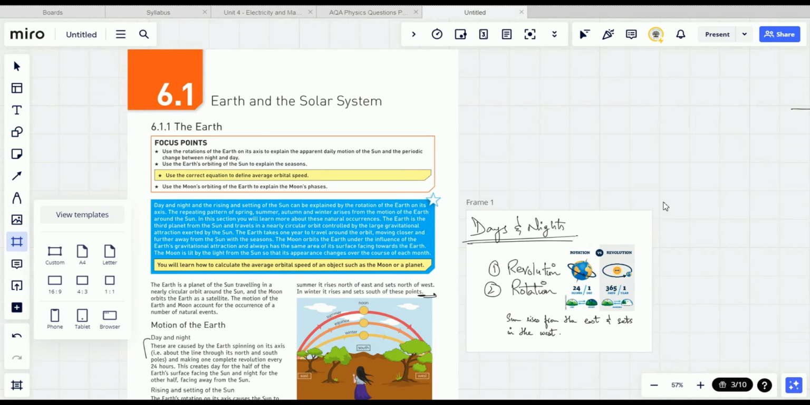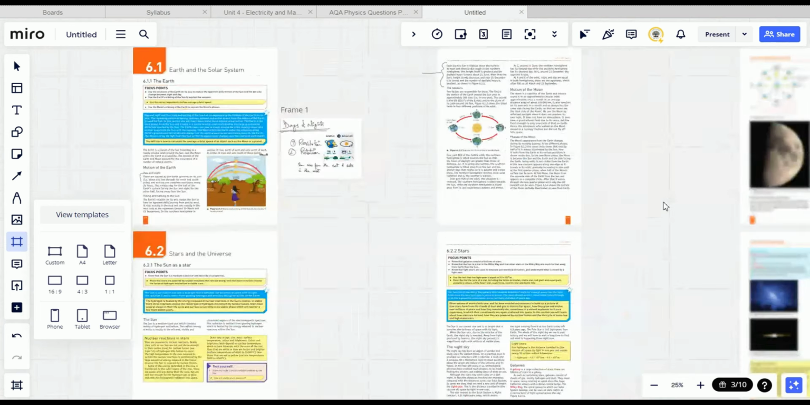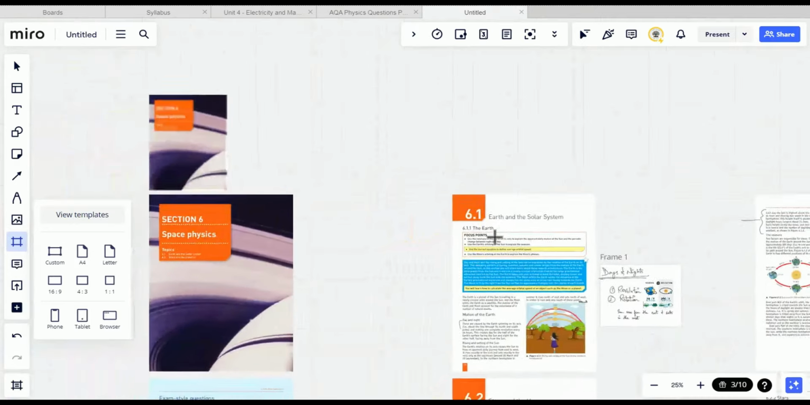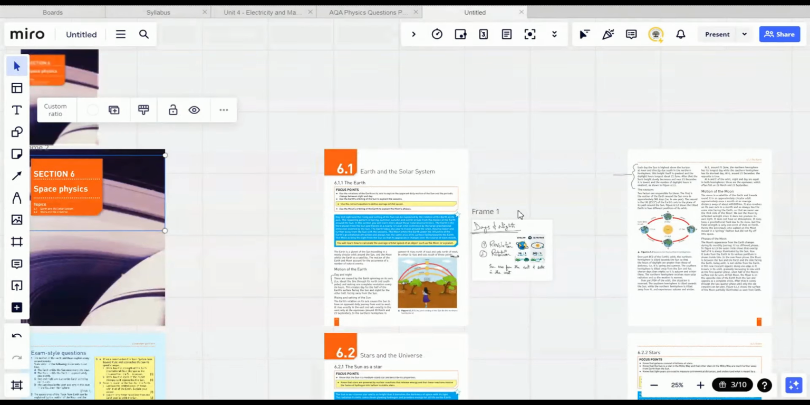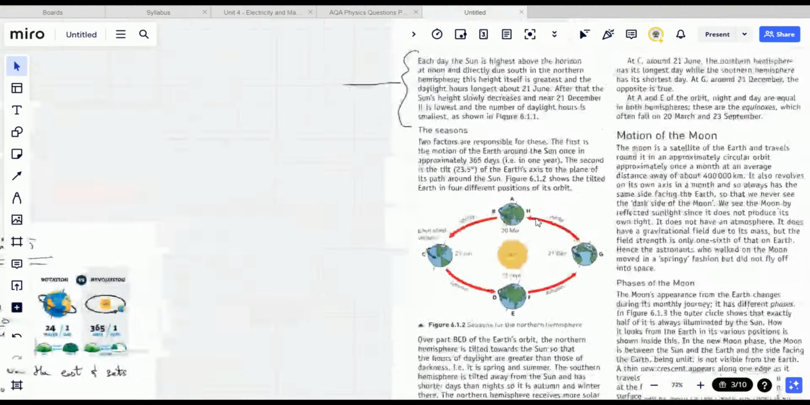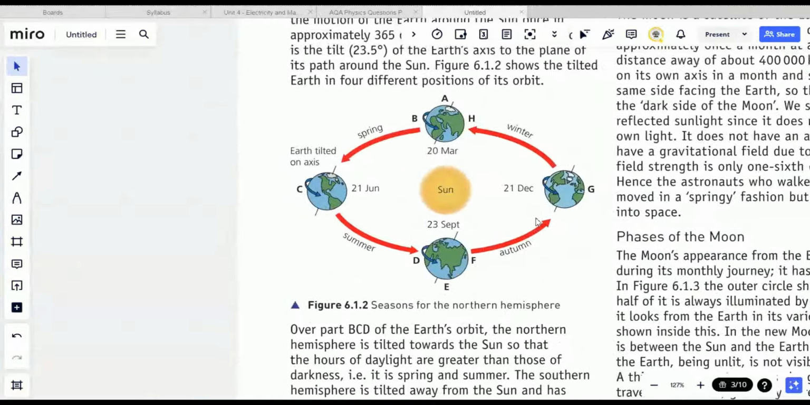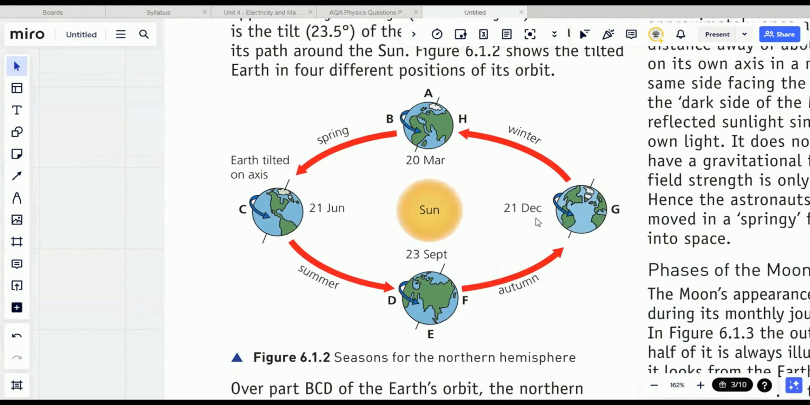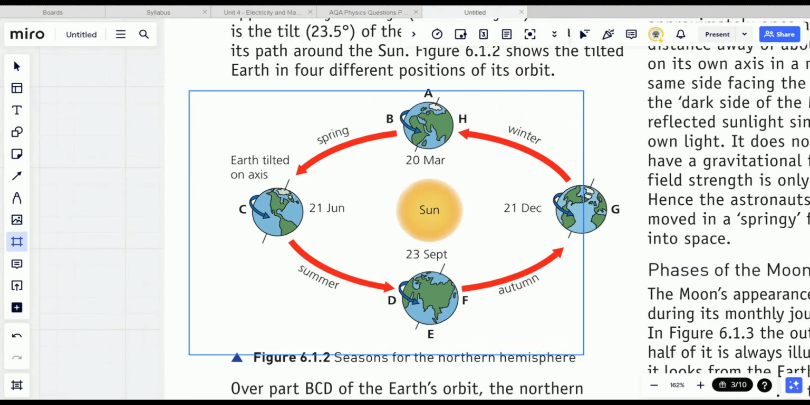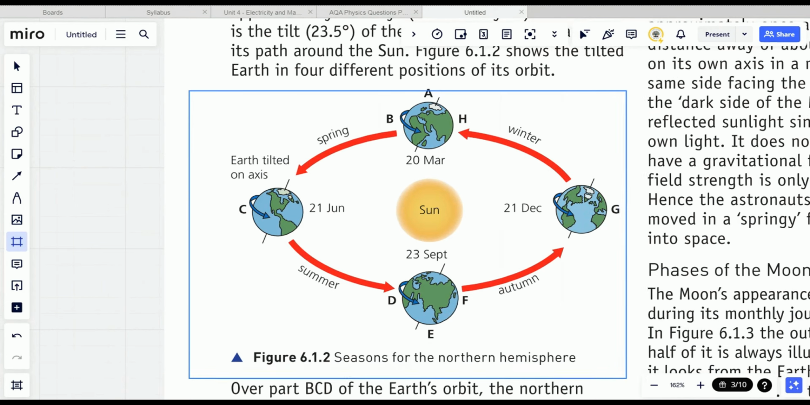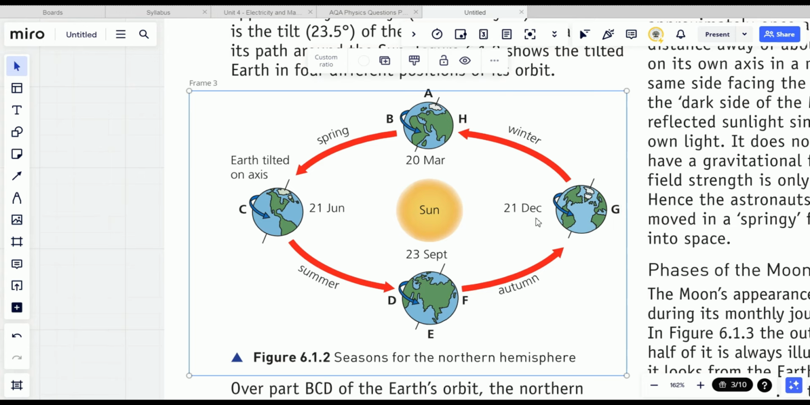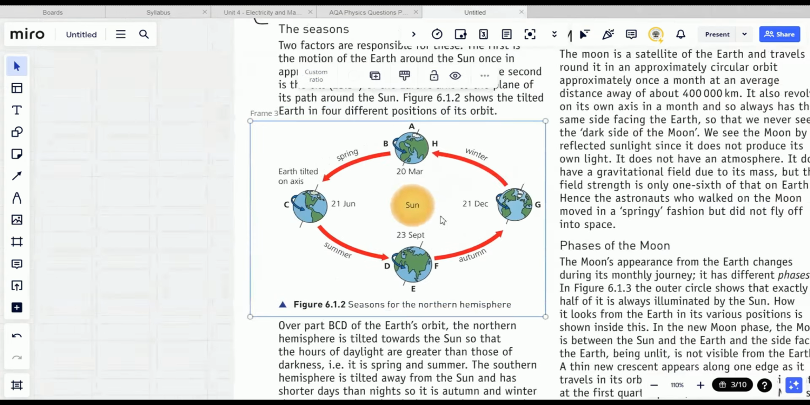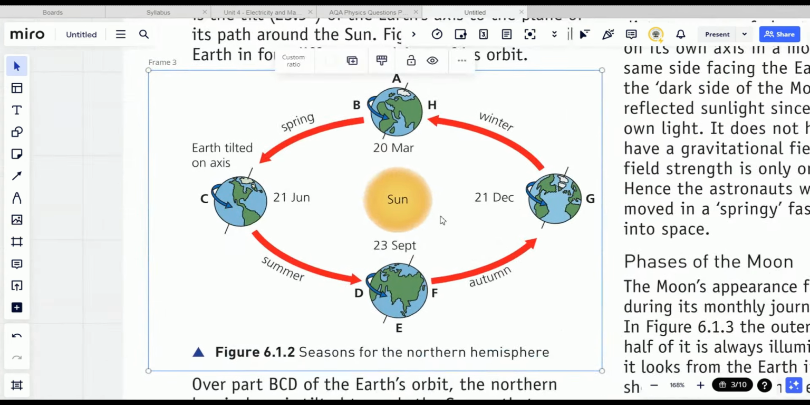This is Earth and solar system. We are basically doing nuclear physics. No, sorry, space physics. All right. So this is an important part that you'll need to remember. See this rotation, the revolution of the Earth around the sun. How is it causing all the seasons? Now, as you can see, the Earth is tilted, right?